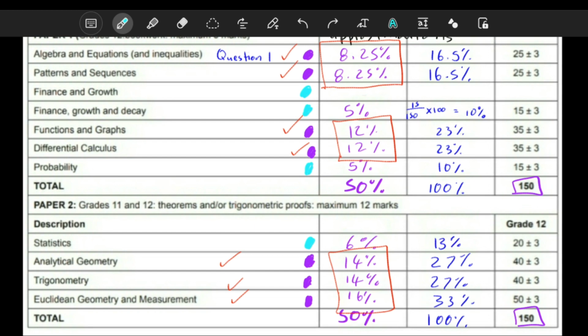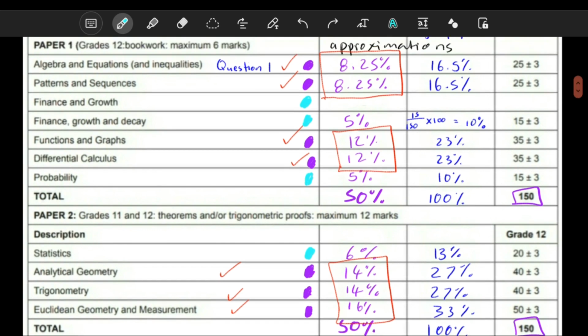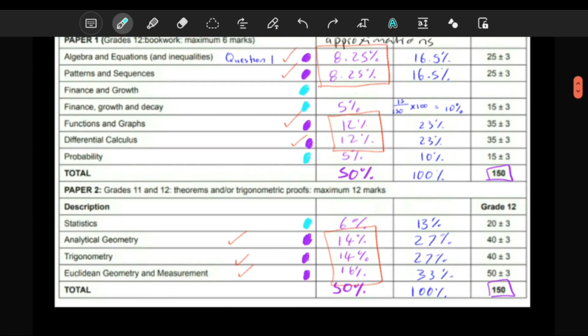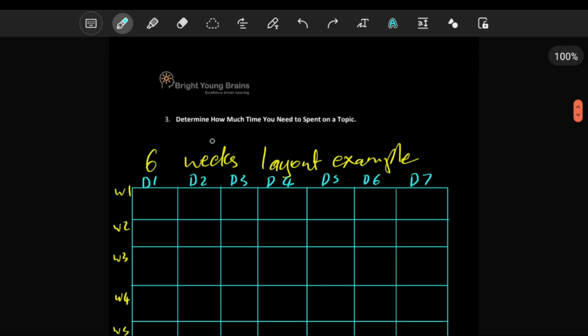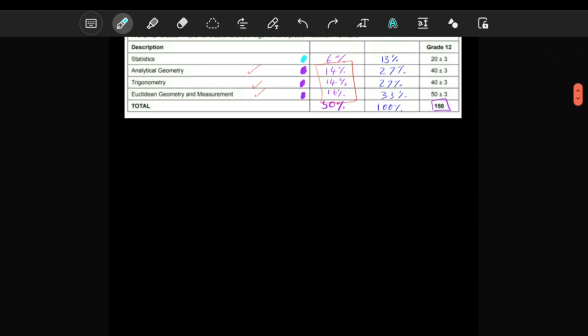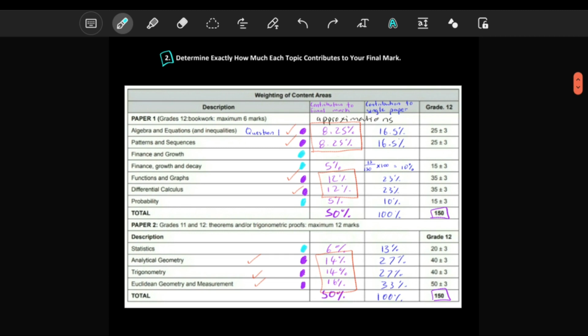You want to remember that math is just math. Whether you're dealing with paper 1 or paper 2, you want to remember this, that math is just math. The methods that you use for paper 1 are methods that you can use for paper 2, vice versa. So normally what I would do is, I would maybe go through Euclidean geometry, and then next I would maybe look at something like functions and graphs, and then maybe go through trigonometry, and then go through differential calculus, and then go through analytical geometry, and then maybe go through question 1 questions, alternating, going on and on and on. So in terms of you determining how much time you need to spend on a topic, this is what you need to do.